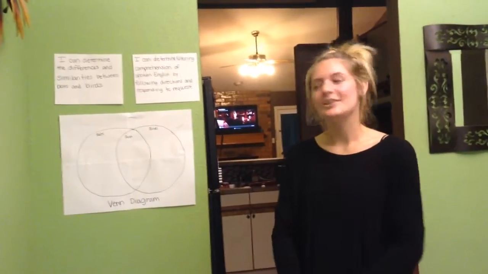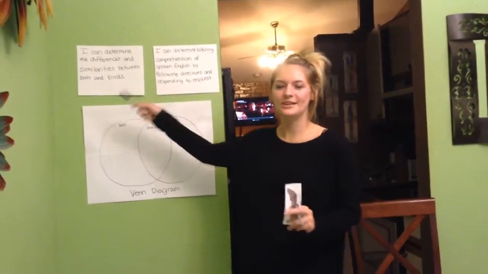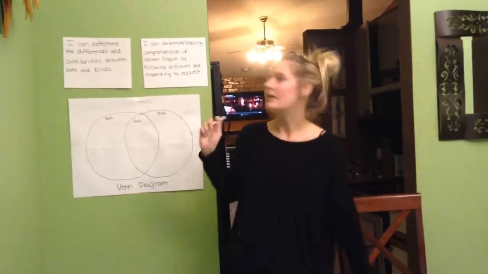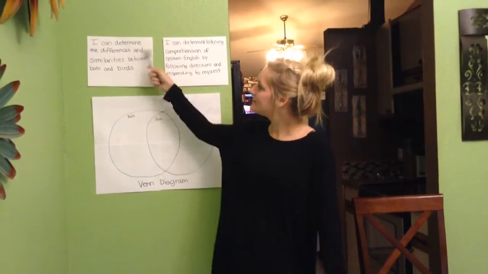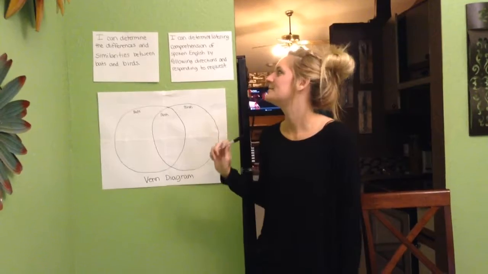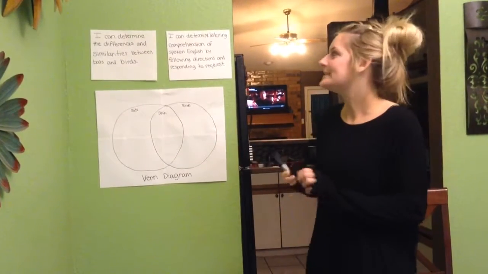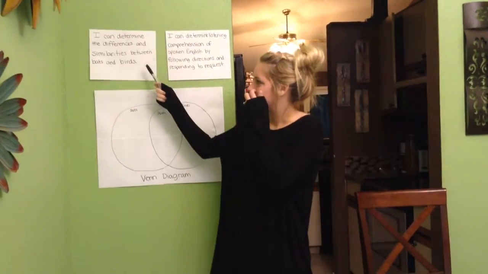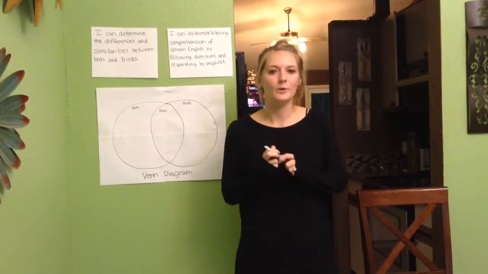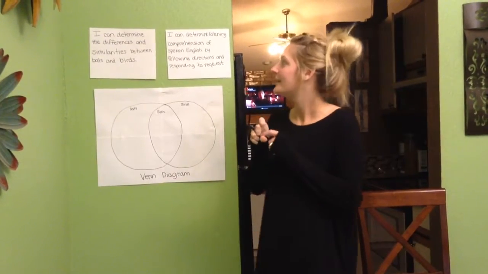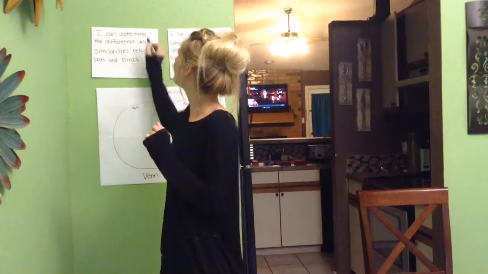So to start this lesson off, we're going to go over our content objectives and our language objectives. Our content objective says, I can determine the differences and similarities between bats and birds. What do you think some key words are in this content objective to help us figure out what we're going to be doing? Yeah, we're going to determine, so we're going to be looking for stuff.